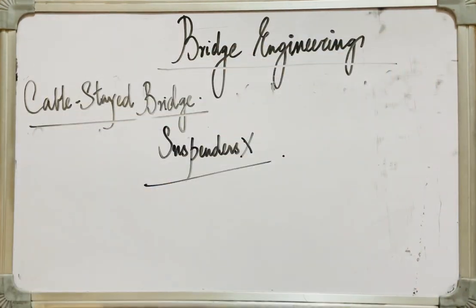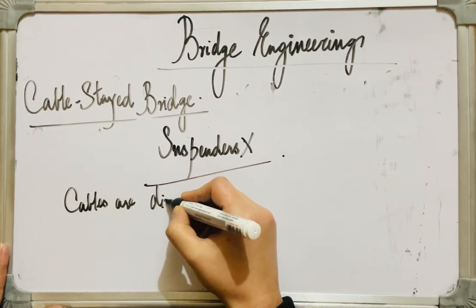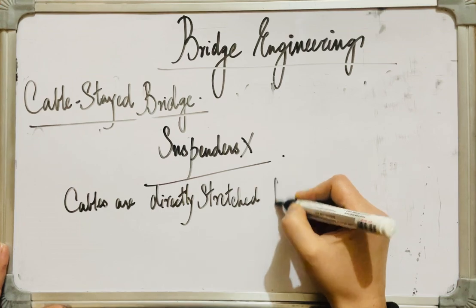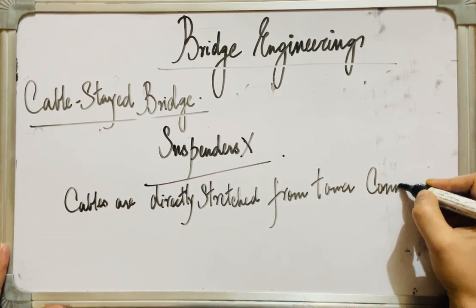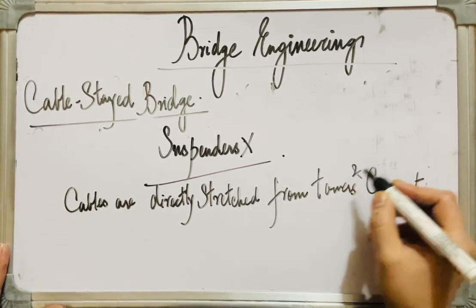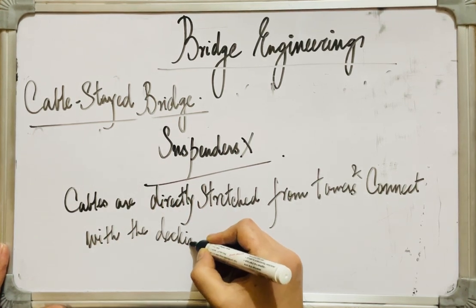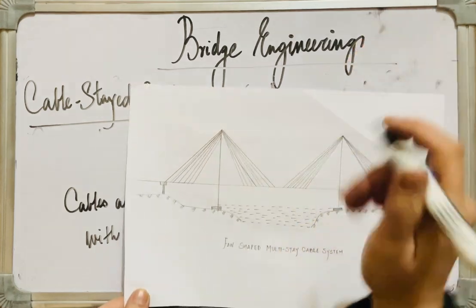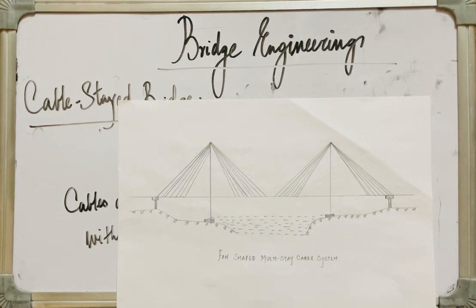The cables remain, I will write it down for you. The cables are directly stretched from towers and are connected with the bridge decking. You can see here in the picture that these inclined cables are directly stretched from the towers and connected with the main girder or the bridge decking system. Hence there are no suspenders as in the case of a suspension bridge in a cable stayed bridge.